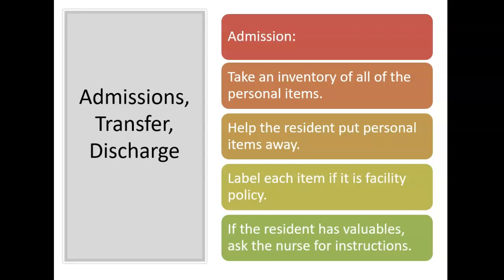So there's usually a check-off sheet: how many shirts, how many pairs of socks, how many pairs of underwear, everything. That is done when they come in. You're going to help them put their items away. Usually we use a Sharpie or something to put their names in everything. Some facilities have a little iron-on that you can iron on their name.